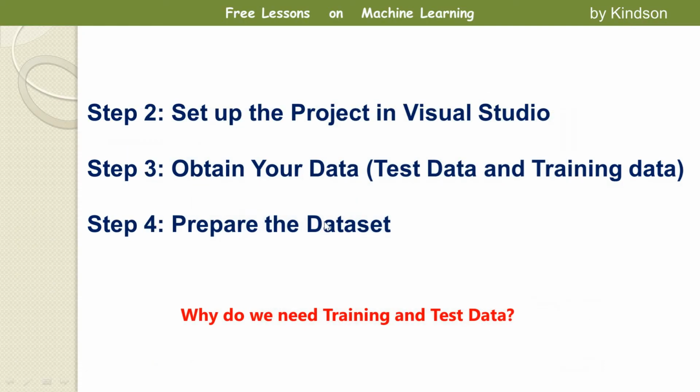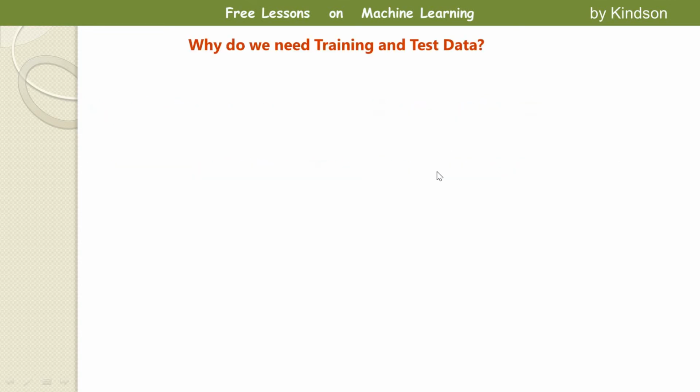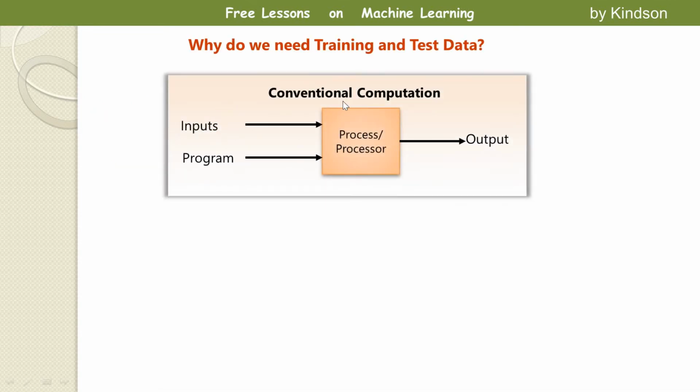But let's get back to the presentation. Now let me tell you why we actually need these two data sets. What do we do with these two data sets and why are they necessary? So let's look at how computers work. In normal computation, we have inputs and we have programs and we have outputs. We have inputs like the data and we have the programs, program codes. Normally you write programs and we have the output results. This passes through a process or processor. This is how computers work.